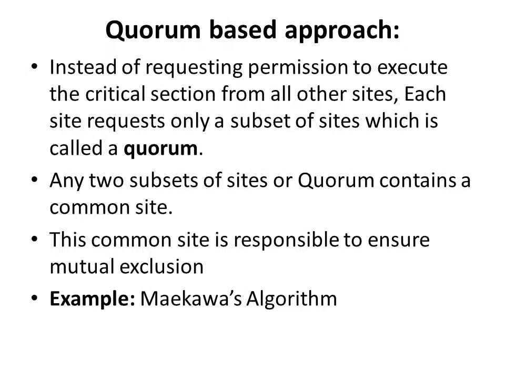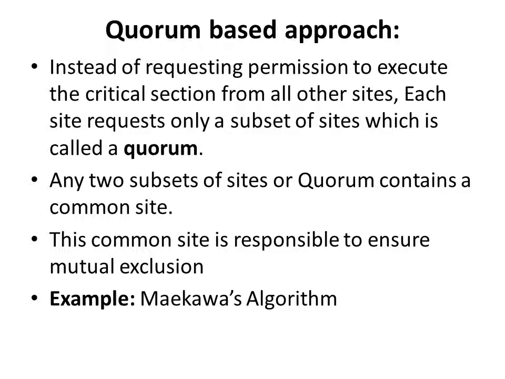Third one, quorum based approach. Instead of requesting permission to execute the critical section from all other sites, each site requests only a subset of sites, which is called a quorum. So instead of requesting all the sites available in the distributed system, it requests only a subset of sites. That subset of sites is called quorum.